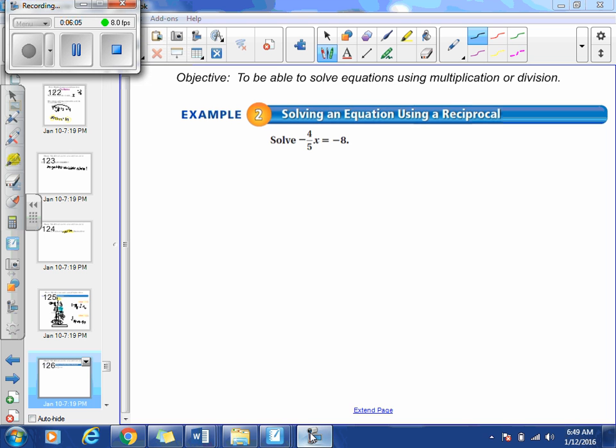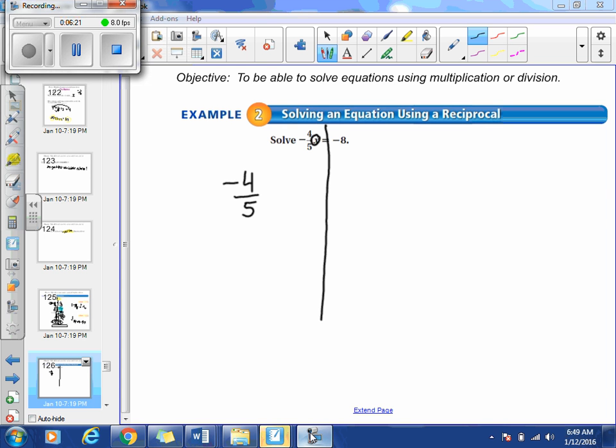Again, at any point, if you need to pause and write something down, do that. All right, now, this looks way harder, but it's not. It's the same process that we just used. So here, again, we have an equation. Our goal, to get the variable alone, always the same goal.